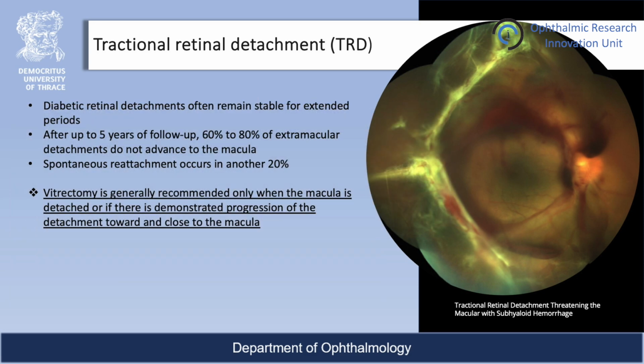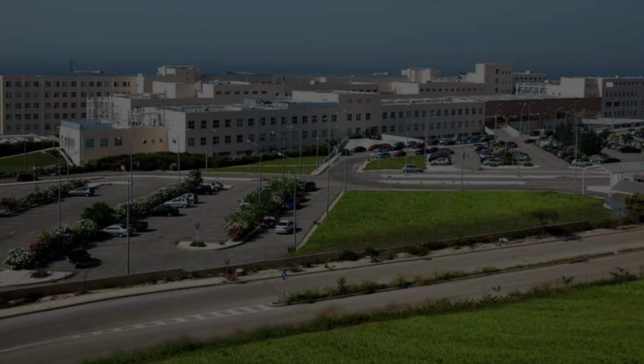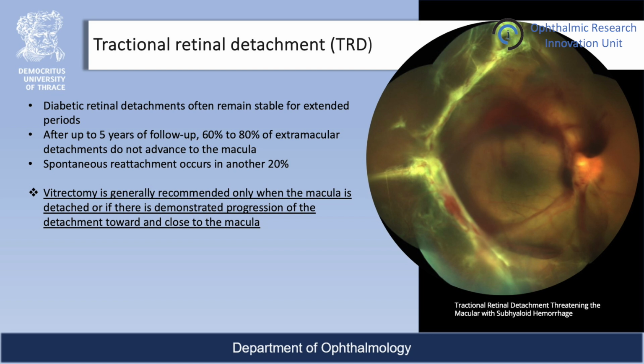Fortunately, diabetic retinal detachments often remain stable for extended periods. Studies with follow-ups of up to 5 years indicate that 60 to 80% of extramacular detachments do not progress to involve the macula, while spontaneous reattachment occurs in approximately 20% of cases. As a result, vitrectomy is generally recommended only when the macula is detached or if there is demonstrated progression of the detachment toward and close to the macula.